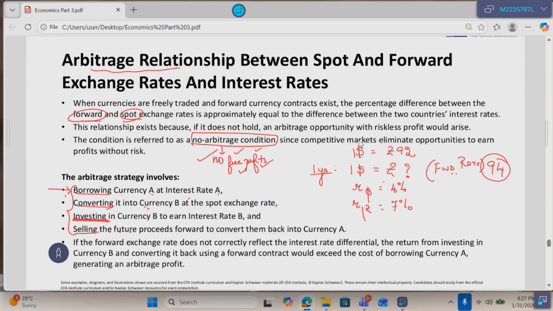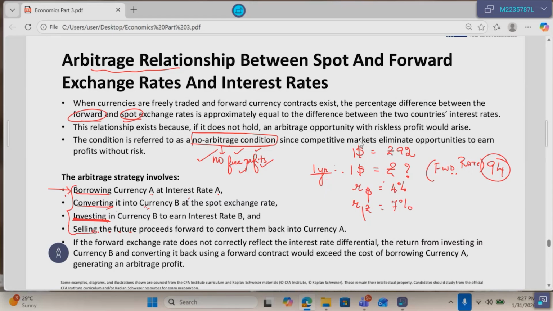So not a single paisa went from your pocket. If that is to happen, then the forward rate should have been riskless. You should not get any chance of earning a profit, since you have not taken any risk. You did not put any money in that. How do you do it? This is how it goes. Okay. So what do you do?